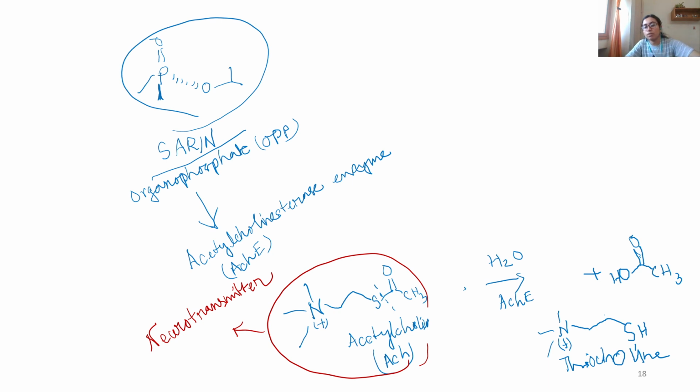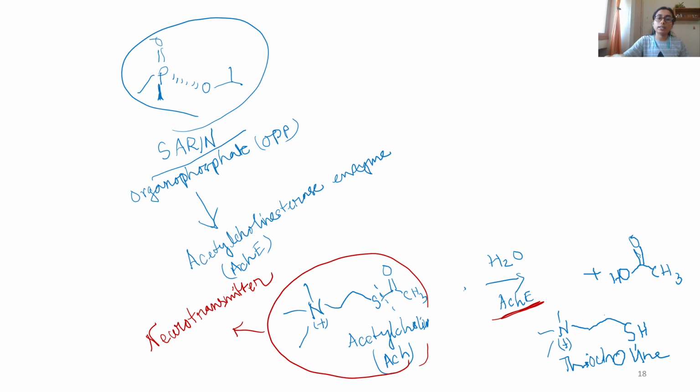Now if this conversion is hindered or hampered, because without the presence of this acetylcholine esterase enzyme this thiocholine conversion cannot be possible. And what happens when some SARIN reagent, like an organophosphate, inhibits the active site of the acetylcholine esterase enzyme? Then the enzyme will be bound, and the bound acetylcholine esterase enzyme cannot further bind to acetylcholine, so it cannot catalyze the acetylcholine to thiocholine conversion.